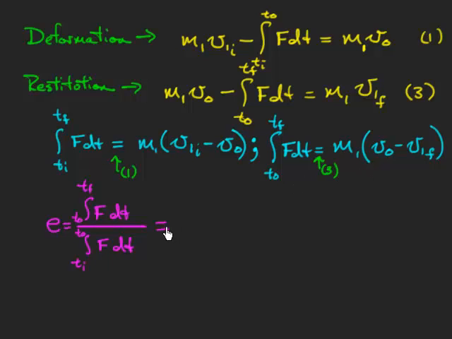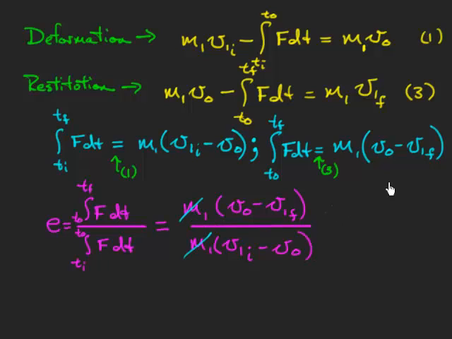So this is equal to m1 (v0 minus v1f). And in the denominator, we have the deformation impulse, which is this one right here. So we get m1 (v1i minus v0). And of course, these masses cancel out. Therefore, we can write this coefficient of restitution as a ratio of just velocities here: v0 minus v1f in the numerator, v1i minus v0 in the denominator. And there you have it.